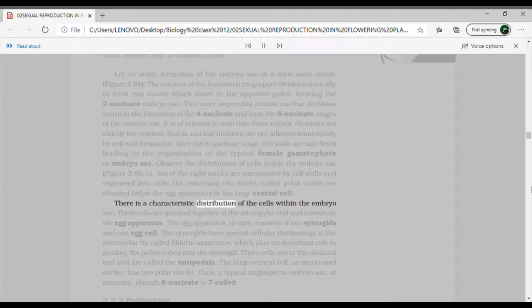There is a characteristic distribution of the cells within the embryo sac. 3 cells are grouped together at the micropylar end and constitute the egg apparatus. The egg apparatus, in turn, consists of 2 synergids and 1 egg cell. The synergids have special cellular thickenings at the micropylar tip called filiform apparatus, which play an important role in guiding the pollen tubes into the synergid. 3 cells are at the chalazial end and are called the antipodals. The large central cell, as mentioned earlier, has 2 polar nuclei. Thus, a typical angiosperm embryo sac, at maturity, though 8 nucleate, is 7-celled.